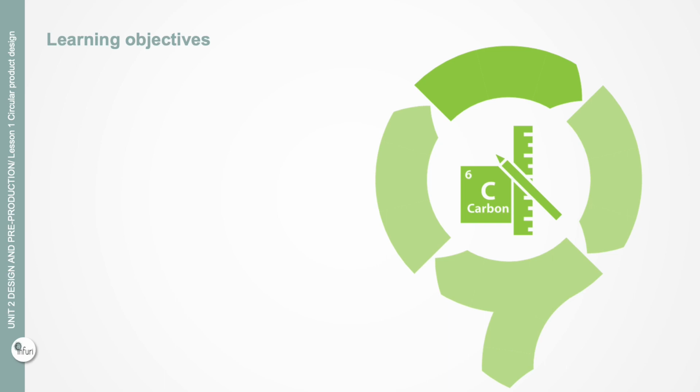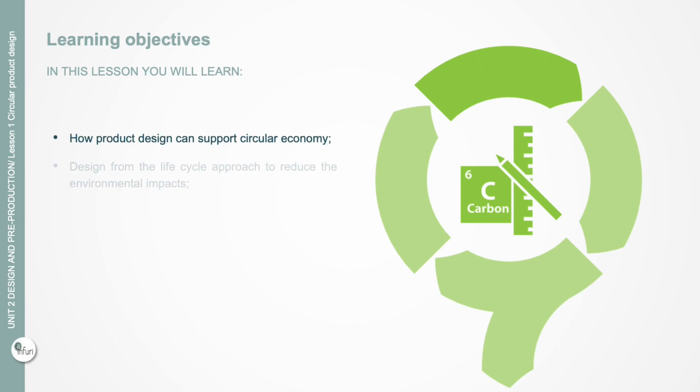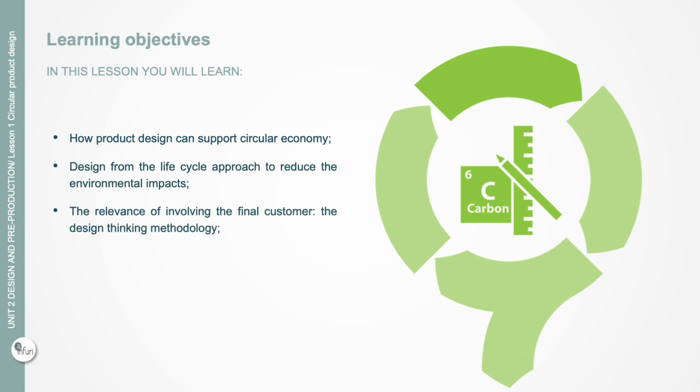Learning objectives. This lesson aims to introduce the basis of circular product design applied to the furniture sector, through the following learning objectives. How product design can support circular economy. Design from the life cycle approach to reduce the environmental impacts. The relevance of involving the final customer. The design thinking methodology. Which are the main eco-design strategies for furniture products?